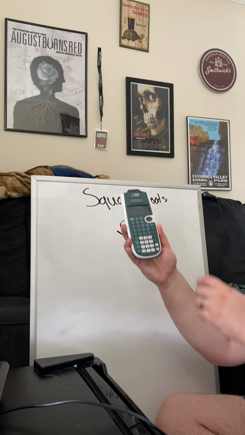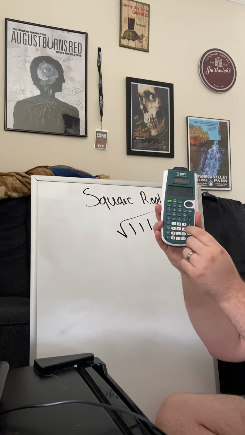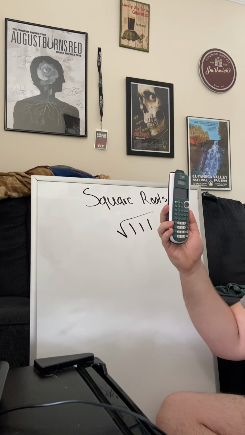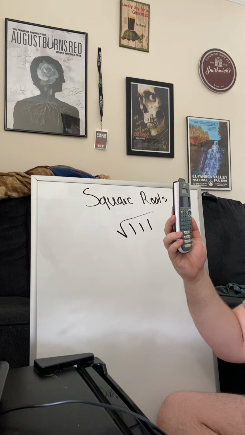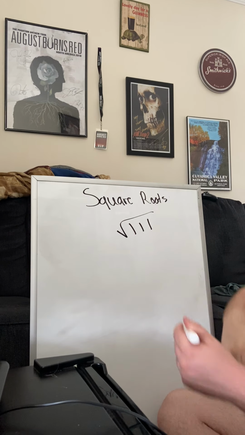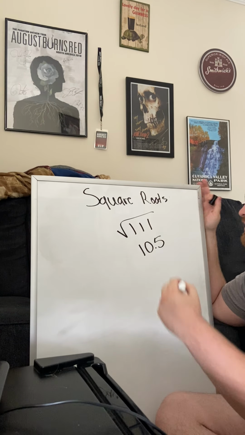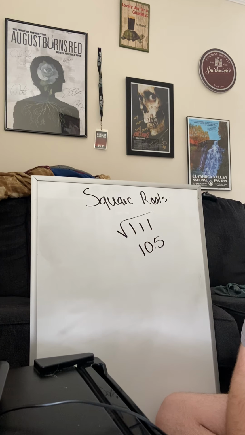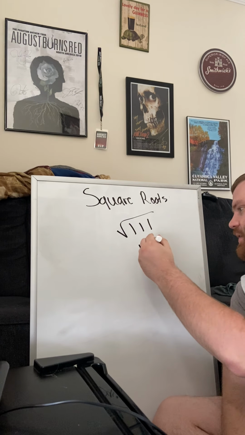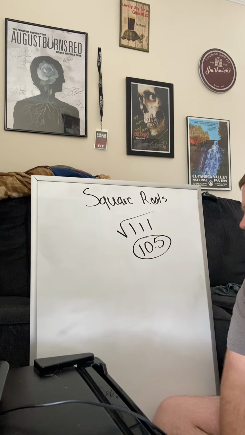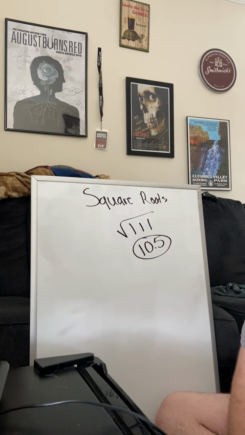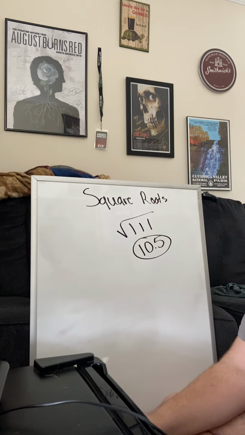So what I do is, you see these two arrows right here that are both pointing out? I press that, and then I get 10.5. It's actually 10.53 and a bunch of other numbers, but I round to the nearest tenth to keep it at 10.5. Okay? This is something that's very important for the next video that I'm going to make. So know how to find square roots.